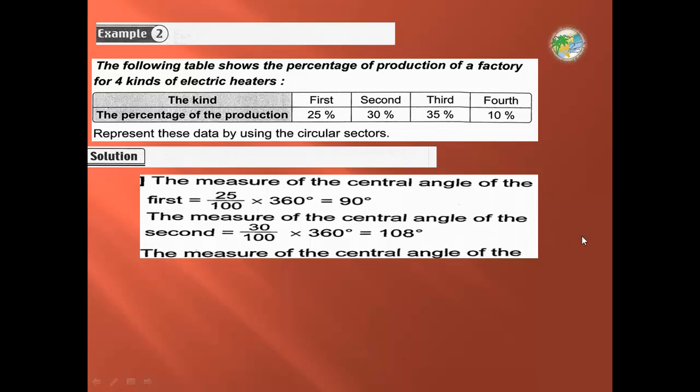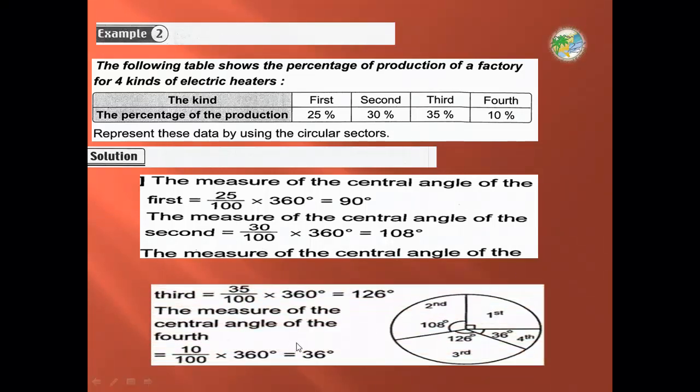The measure of central angle of the second equals 108. Third will equal 35 over 100 times 360, which is 126. The measure of central angle in the fourth is 10 over total 100 times 360, which equals 36.